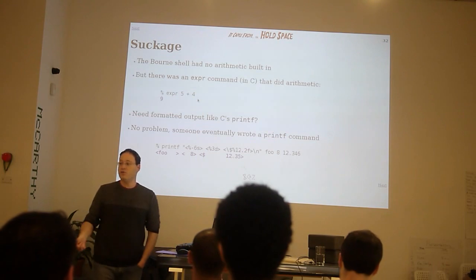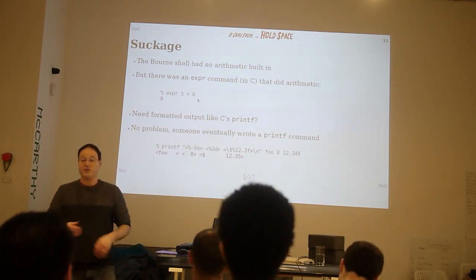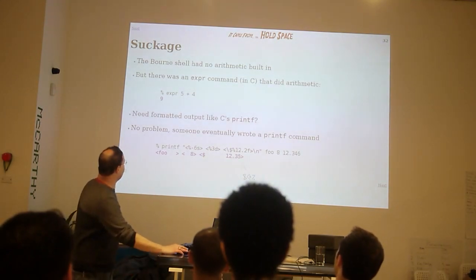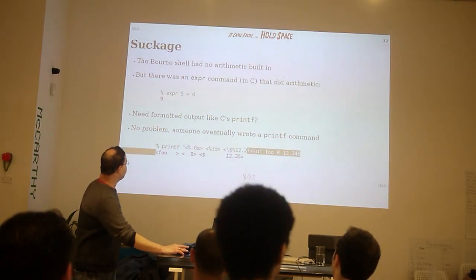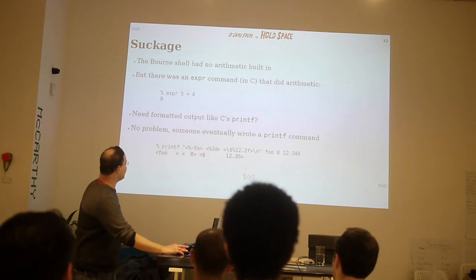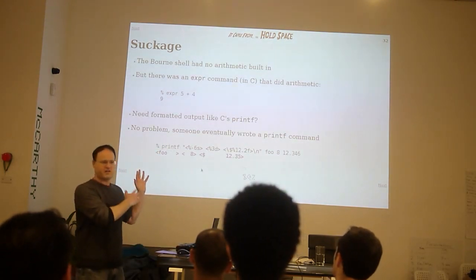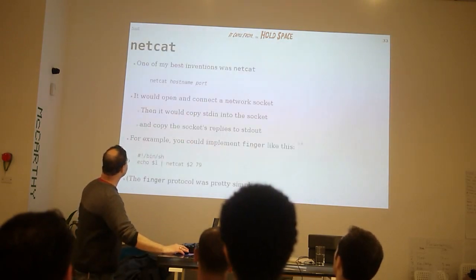Or if you needed to do formatted output like C's printf function, well, somebody wrote a printf command. It was basically a wrapper around the C language printf to produce formatted output. You give it this C-like formatting string, and then a bunch of things you want formatted, and then it prints them out in the format that you said. This minus 6s means justified in a field 6 characters wide, left justified, and so on. So this is a very typical approach.